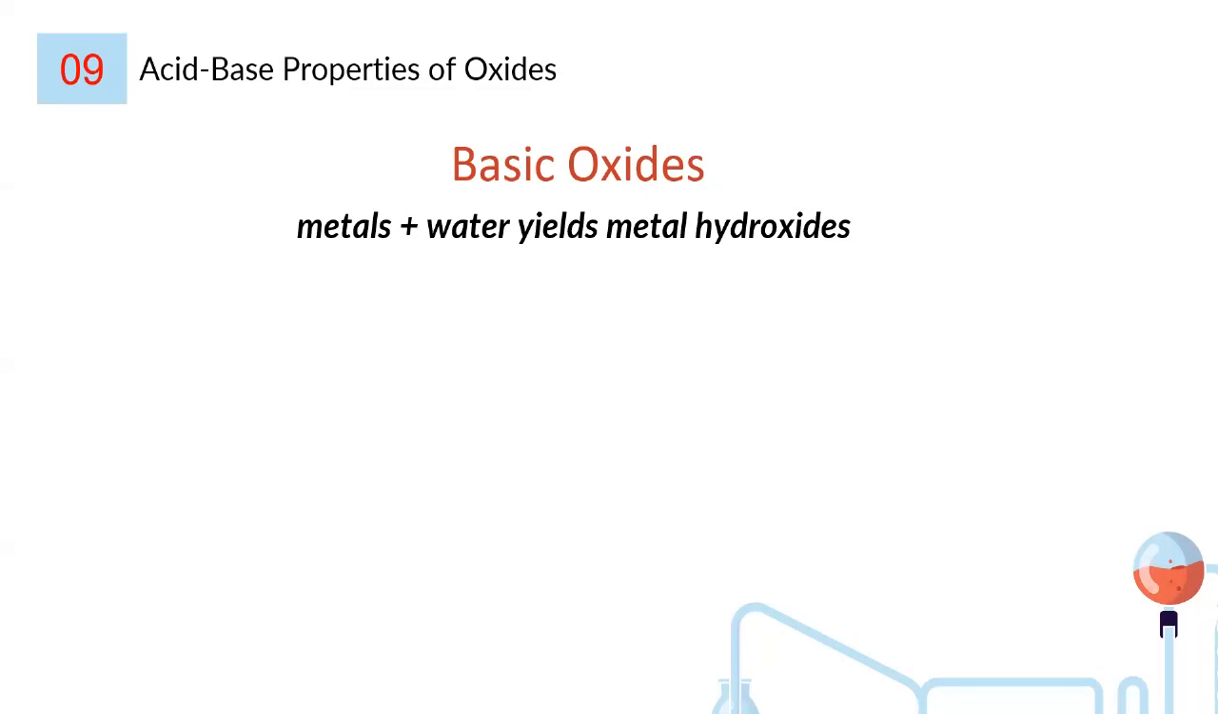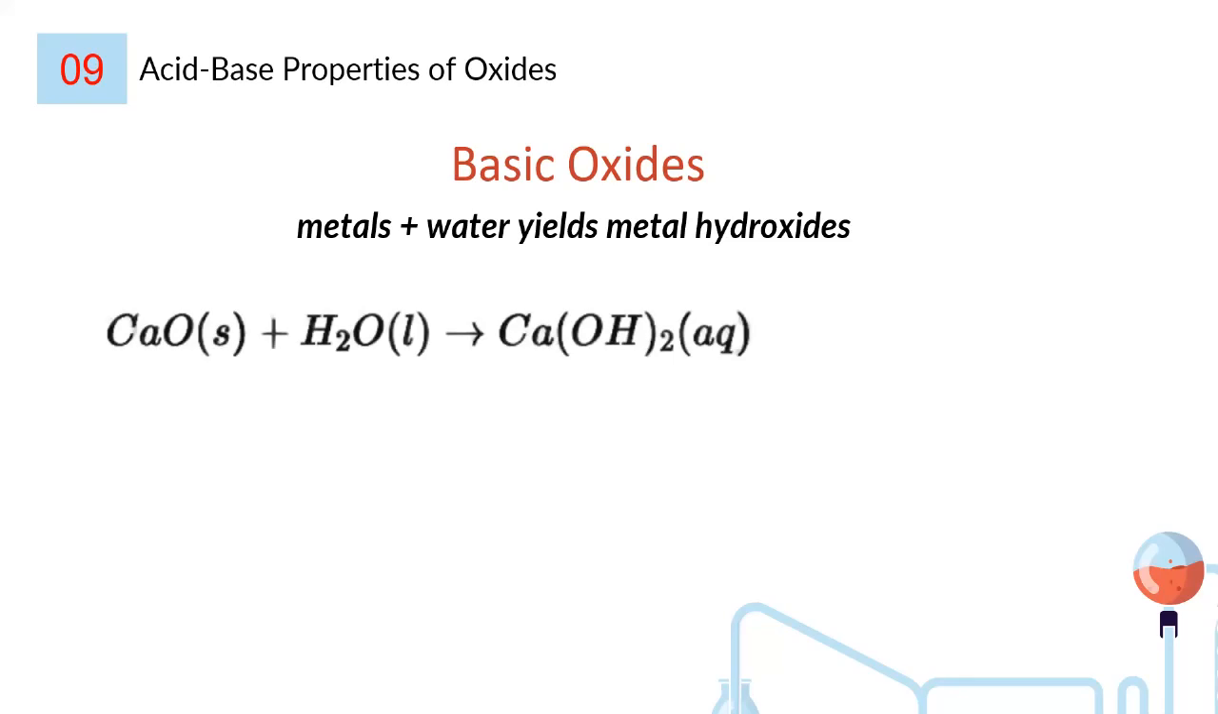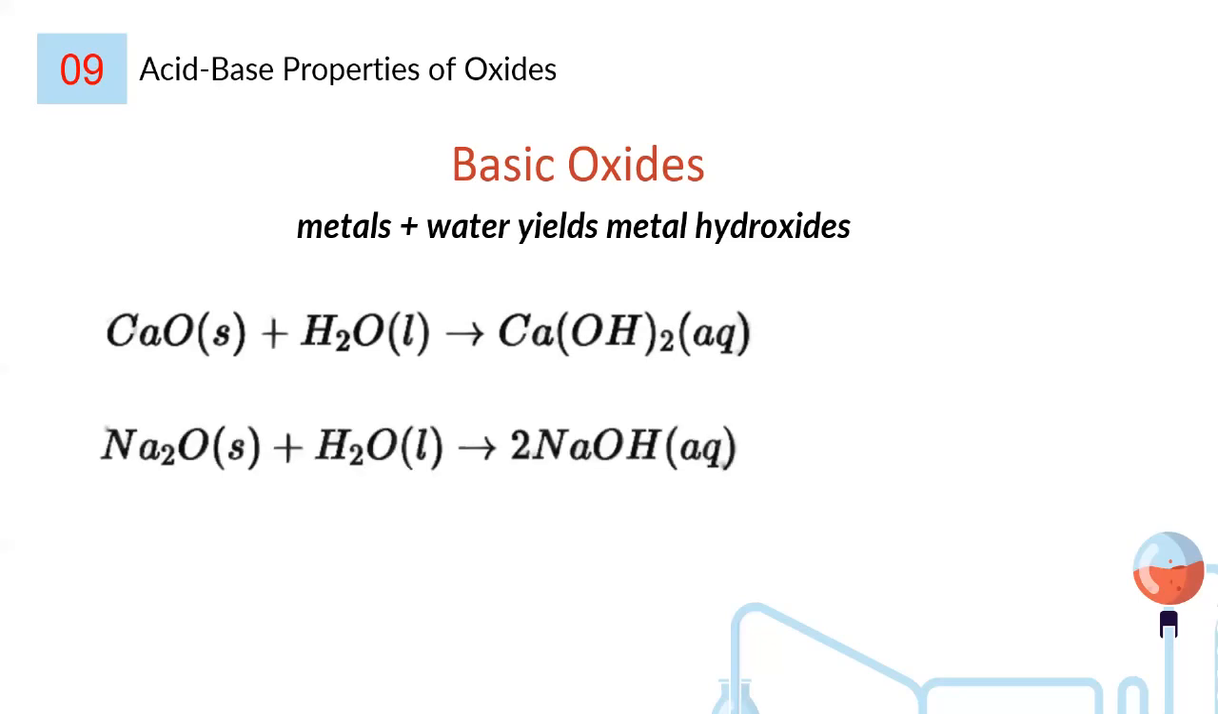Basic oxides react with water to form basic solutions. These oxides contain metals and react with water to produce metal hydroxides. Oxides of group 1 and 2 are basic except for beryllium oxide. For example, calcium oxide reacts with water to form calcium hydroxide, and sodium oxide reacts with water to form sodium hydroxide. Both of these dissociate in solution to form hydroxide ions, which is why they make the solutions basic.